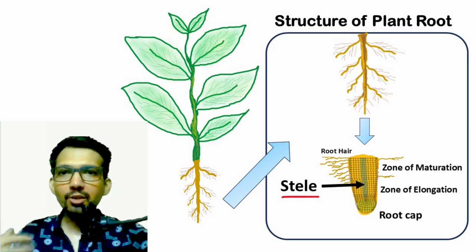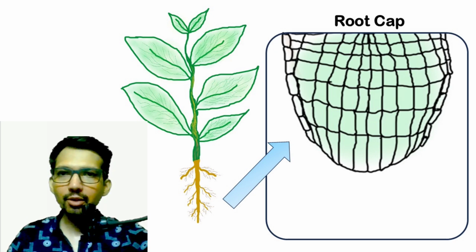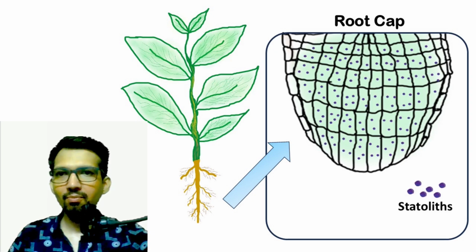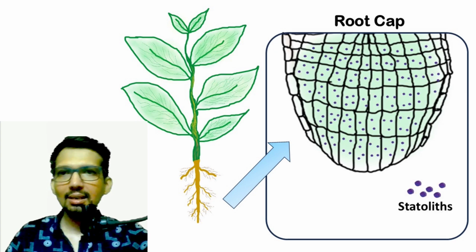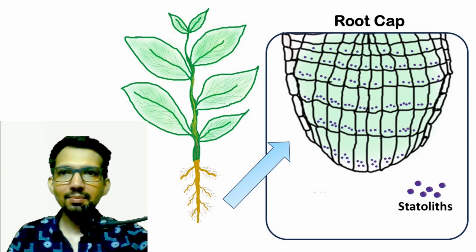Stele is usually made up of cells of xylem and phloem. Now at the end of the root tip, we have the root cap. The cells of the root cap have special granules known as statoliths. These granules are usually made up of starch. Since these granules are heavy, they remain at the bottom of the cell.